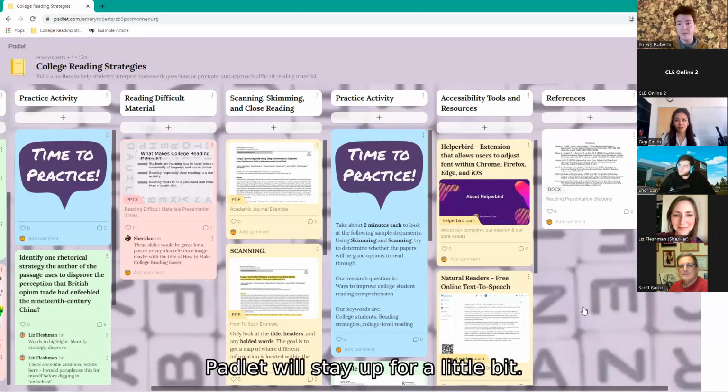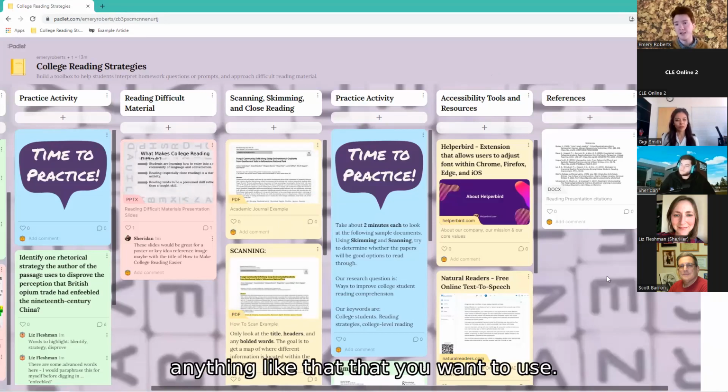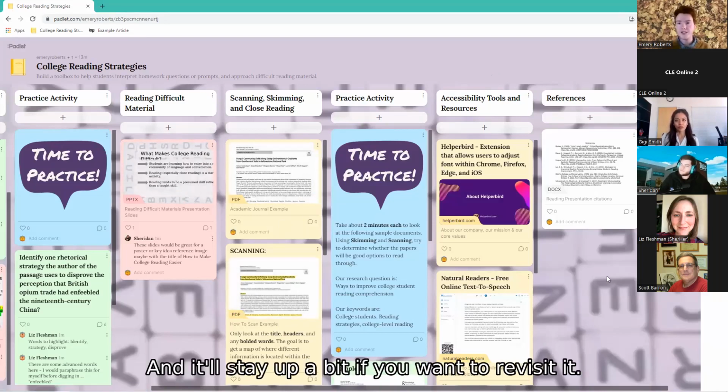Okay, and this Padlet will stay up for a little bit. Feel free to download samples, save any of the PowerPoint slides, anything like that that you want to use, and it'll stay up a bit if you want to revisit it.